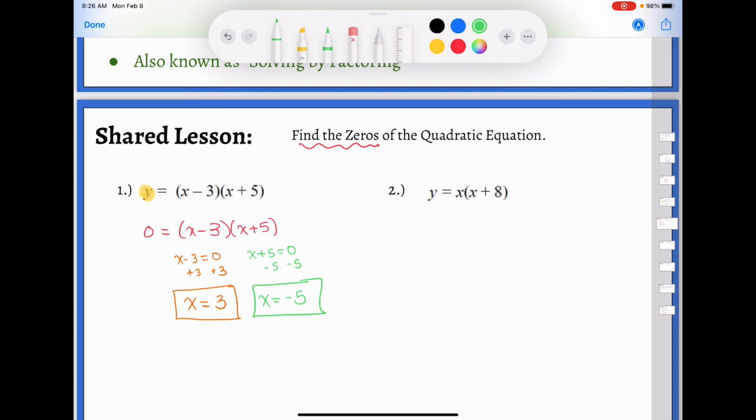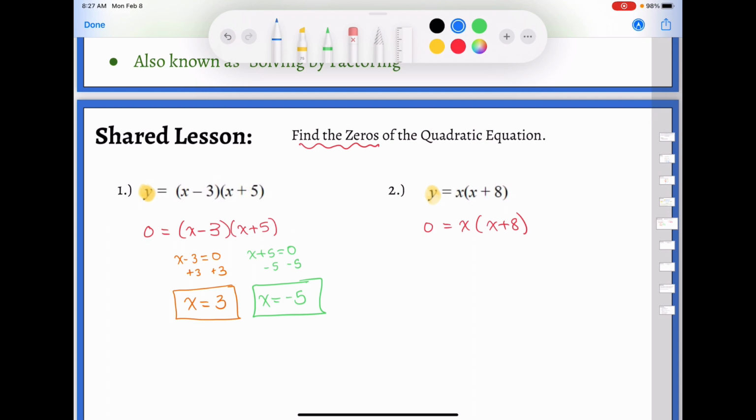So in number 2, I notice again it says y equals, but I want to find the zeros, so I'm going to replace that y with a 0. So it'll say 0 equals x times x plus 8. And again, I have factors already. I don't have to factor this one because they're already factors. I have 2 things multiplied together that will equal 0. So if either one equals 0, the whole thing does.